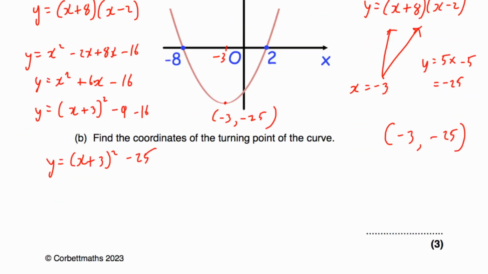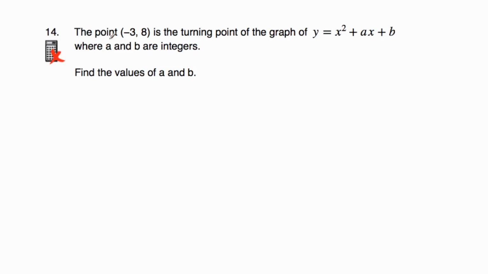Okay, let's have a look at our next question. Okay, let's have a look at question number 14. So question number 14 says the point negative 3, 8 is the turning point of the graph y equals x squared plus ax plus b, where a and b are integers. Find the values of a and b.